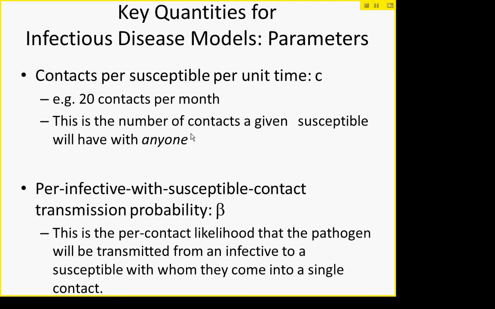But here, in the world of compartmental modeling, we're dealing with averages, we're dealing with a mean field characterization, and we're dealing with average contacts per susceptible or per other individual per unit time. Secondly, we have beta. What was beta?